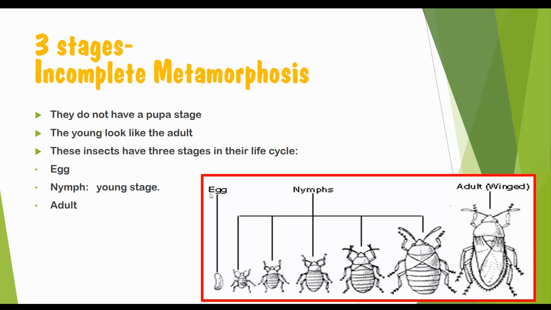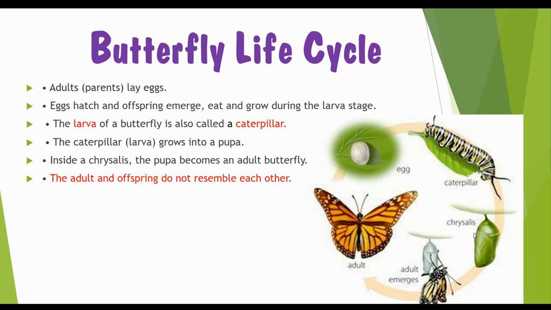Again, we can see the egg stage. So this insect grew out of an egg. But then it only goes through a nymph stage, which is the young stage, and then it grows into an adult, which again, usually in the adult stage, they grow their wings. So again, this is incomplete because there is no difference. The young one looks just like the adult. So let's look at a few life cycles. So this one right here is a butterfly life cycle.